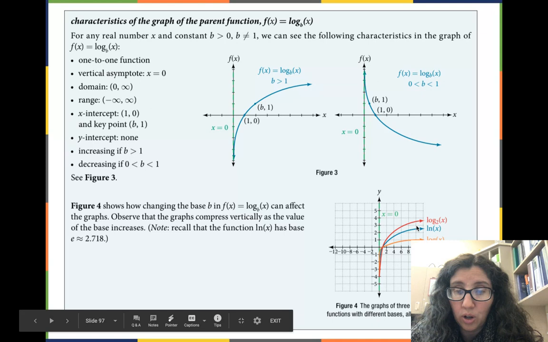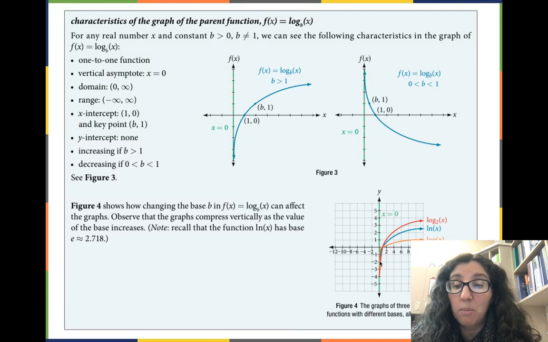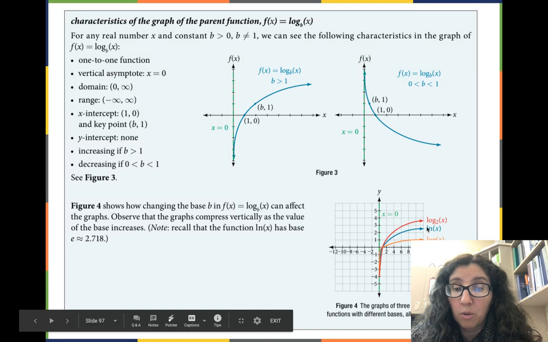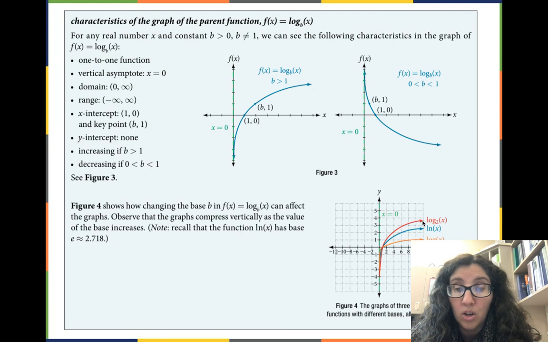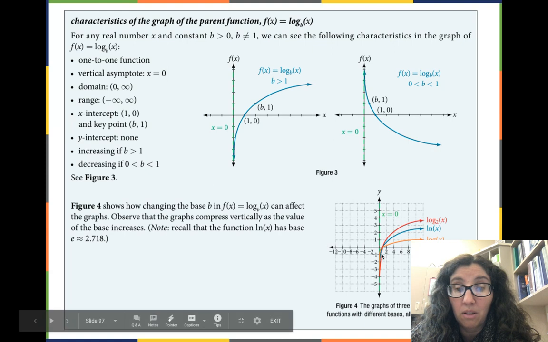All right, so let's look at changing the base b. What happens? So this is log base 2. Again, all three graphs: the blue is natural log, so base e, and the orange is log base 10. These are all increasing. The bigger the base, the flatter the graph.